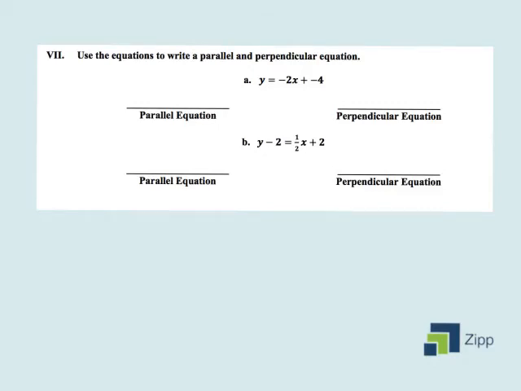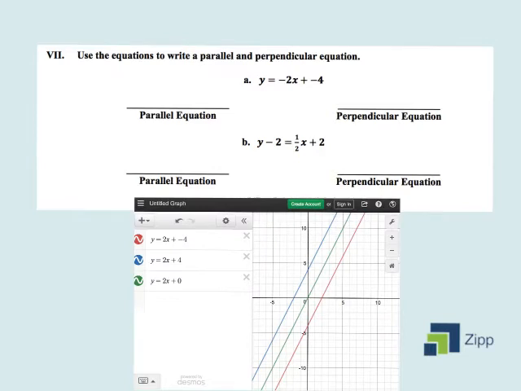Let's talk about parallel and perpendicular lines dealing with equations. A parallel equation has the same slope as the given equation. If I look at these three lines, I see about them all that the slope is 2. When I write these in slope-intercept form, they all have a slope of 2.